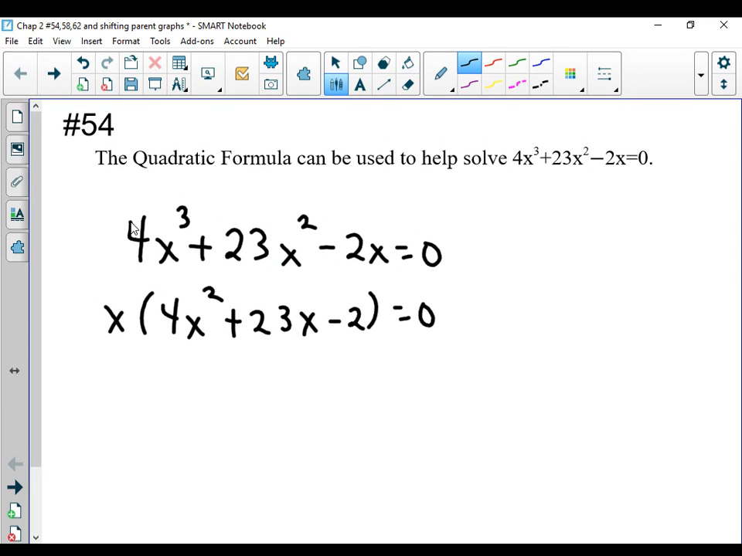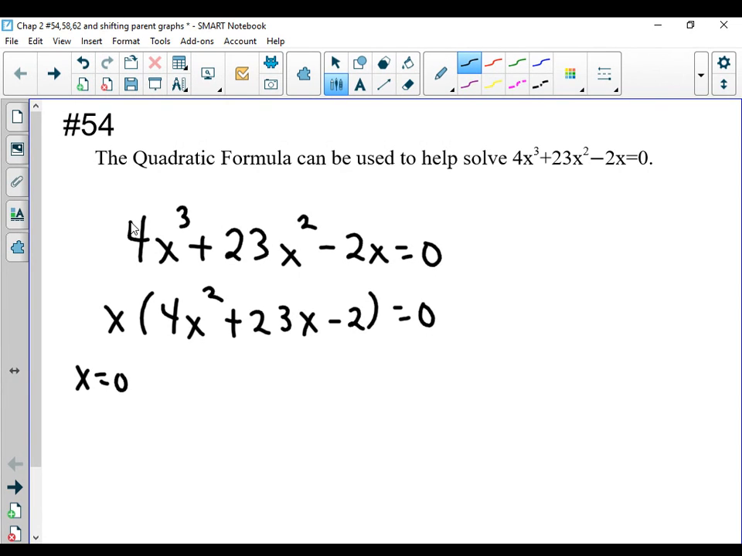Which means really I already have one of my answers. Because if x times something has to equal 0, one of my possible answers is x equals 0. So I already have one of my solutions. However, I need to still attack the other part. And this is where the quadratic formula comes in.